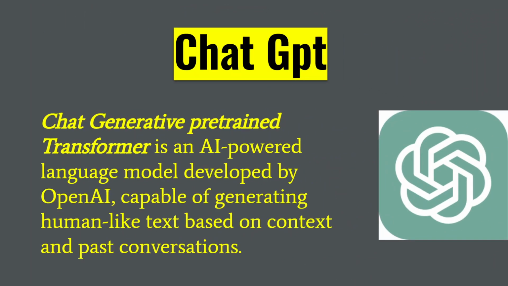Chat Generative Pre-trained Transformer. This is the full form of ChatGPT, which is an AI powered language model developed by OpenAI. So it is a chatbot. It will give answers if we type a question. If you type any type of question, it will give some answer. And if you give another question, it will read that first question, and based on the previous questions, it will reply to the present question. So it's a conversational based chatbot.